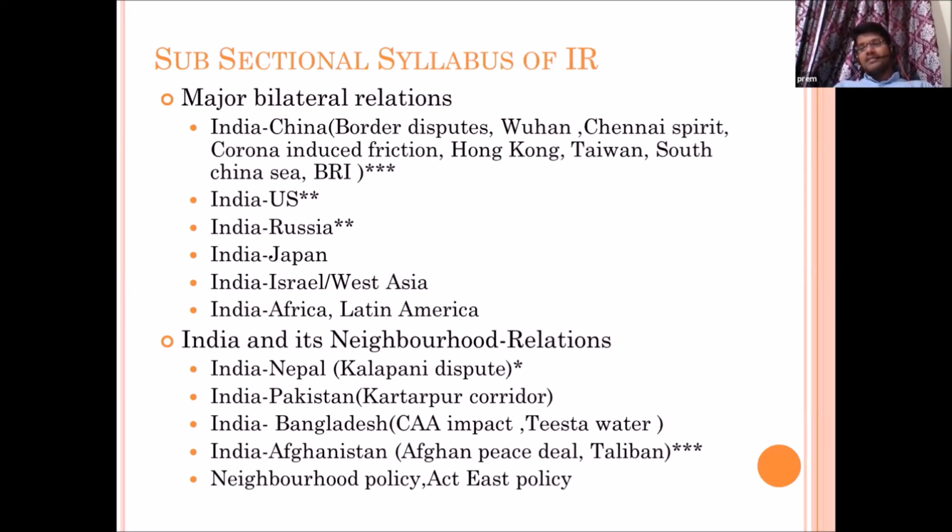Because the US is retreating its troops from Afghanistan, it is going to have significant impact not only on Afghanistan but also on India as well. So that is why I have mentioned triple asterisk beside India-Afghanistan. In this, India-Afghanistan is first important, and then India-Nepal, and then we'll discuss neighborhood policy anyway. What is our neighborhood policy? Part of that, what is the Act East policy and all. So these are two components.